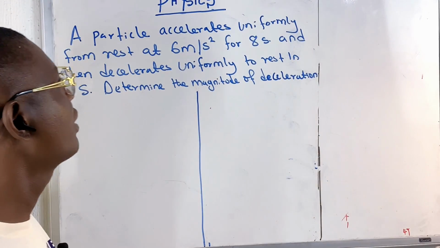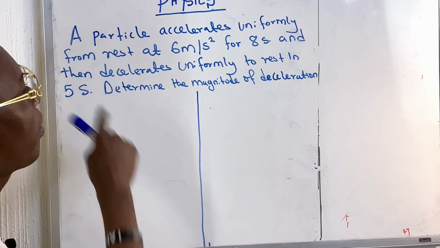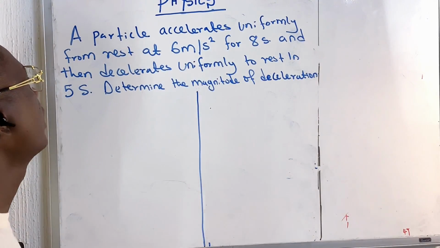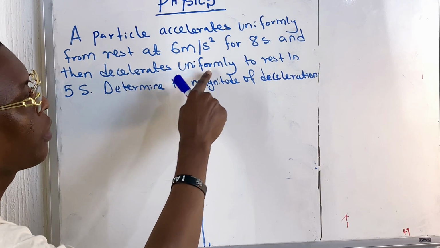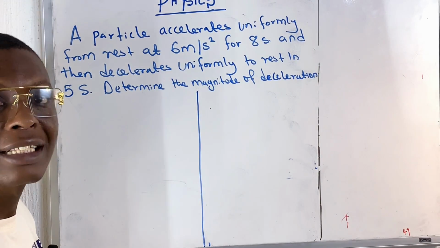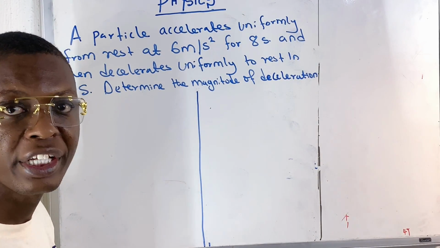Let's look at the question. It says a particle accelerates uniformly from rest at 6 meters per second squared for 8 seconds and then decelerates uniformly to rest in 5 seconds. We are asked to determine the magnitude of deceleration.